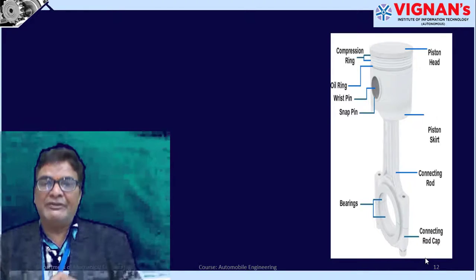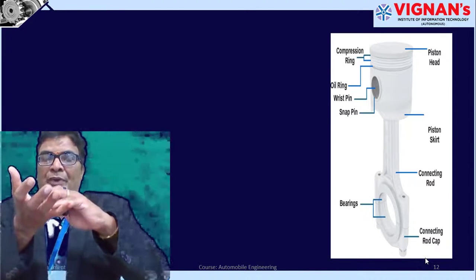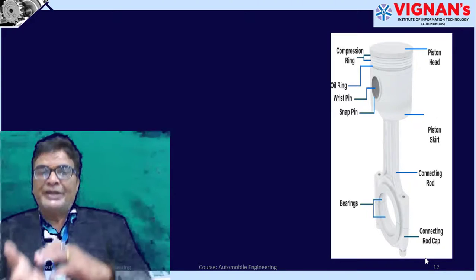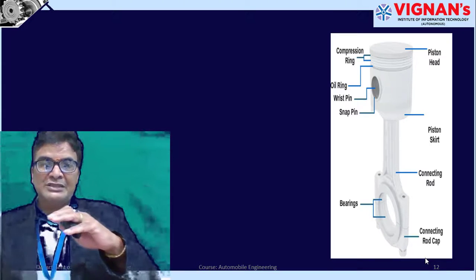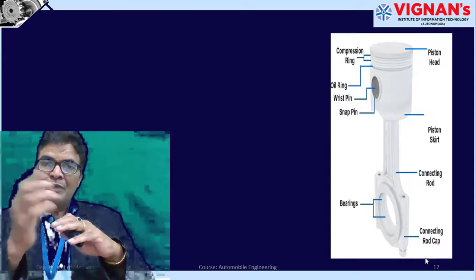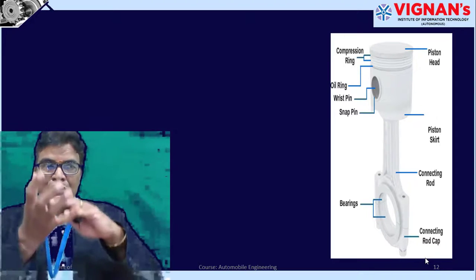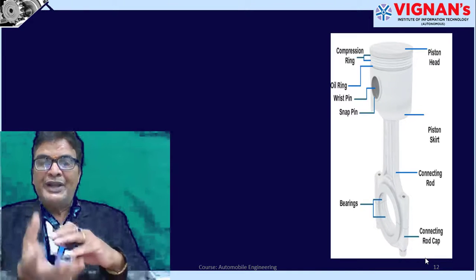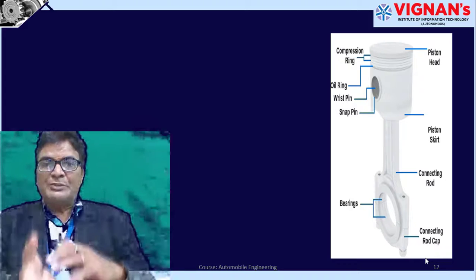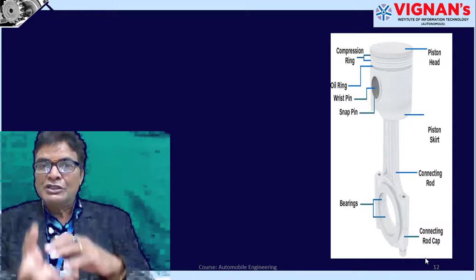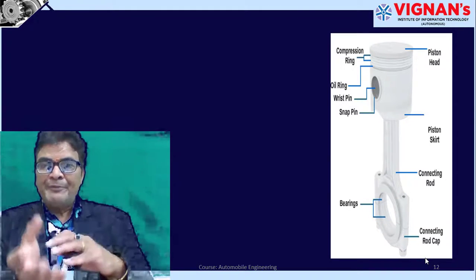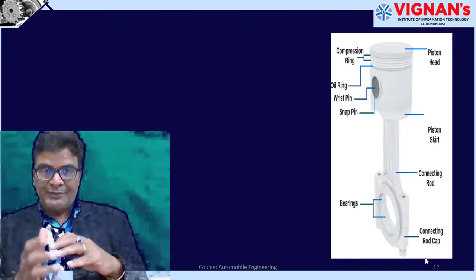As the piston moves up, it is lubricated with the oil which is sprayed into the holes of the oil ring, so that the piston reciprocates inside the cylinder smoothly without any wear and tear.